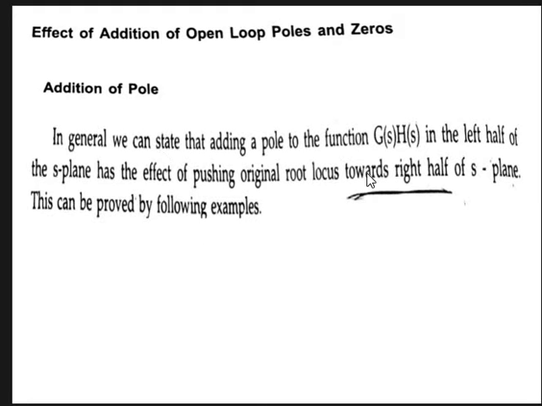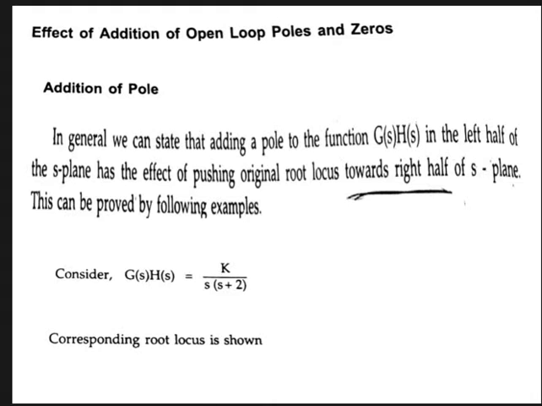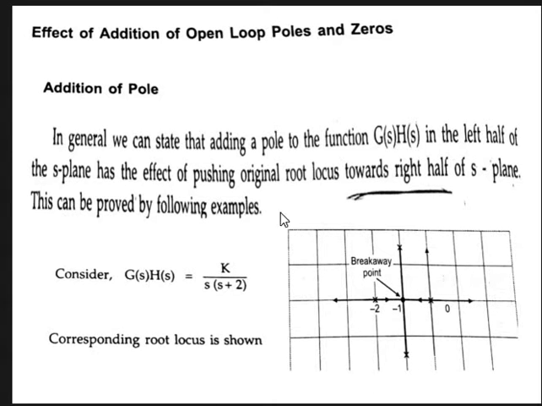When poles are added, the root locus shifts towards the right half of the s-plane. Whether it is correct or not, we can see. Consider the function G(s)H(s) equals K by s into (s plus 2). Now I want to draw the root locus for this function. Here the function has two poles, s equals 0 and s equals minus 2. Those two poles are located in the s-plane and we draw the root locus. So the root locus is like this.